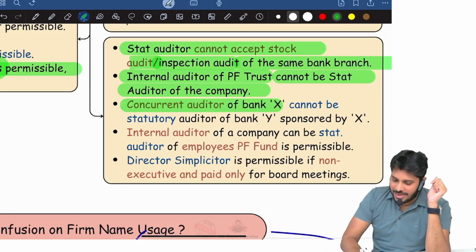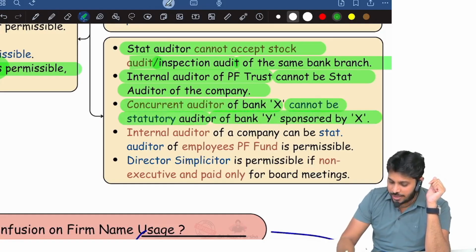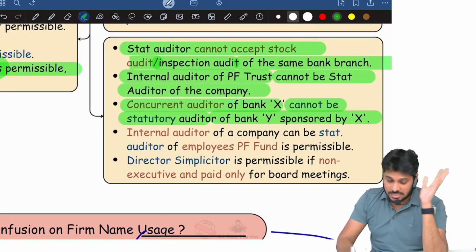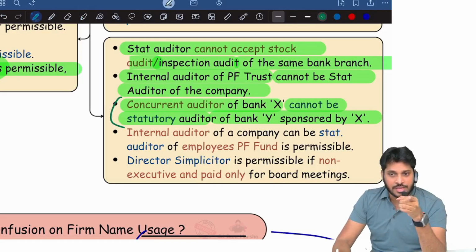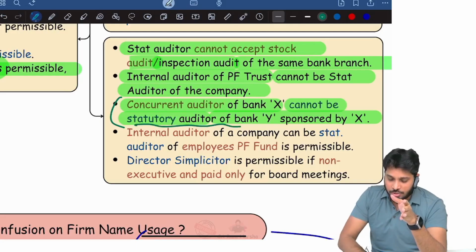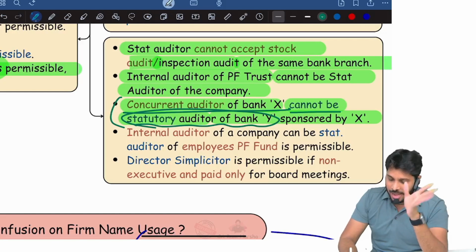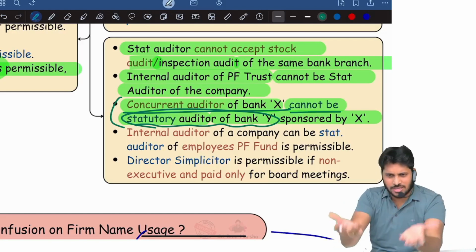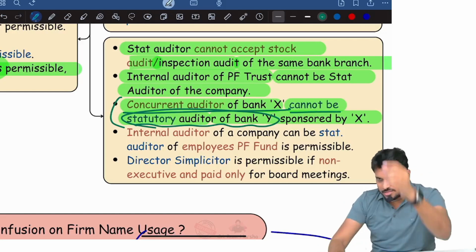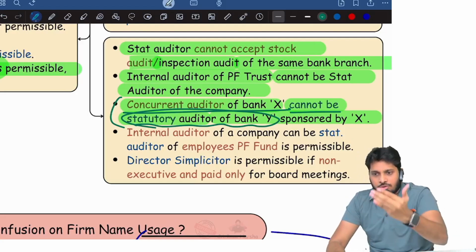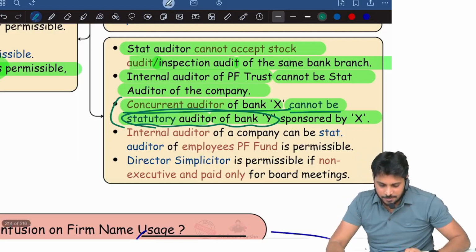Concurrent auditor of bank X cannot be stat auditor of bank Y, which is sponsored by bank X. Sometimes, for example, you see right now Yes Bank is being sponsored by SBI. Yes or no? Yes Bank. If at all you are a statutory auditor of Yes Bank, concurrent audit of bank X cannot be accepted, because both are interrelated companies. For the same companies or group of companies, you cannot do concurrent audit and stat audit simultaneously.